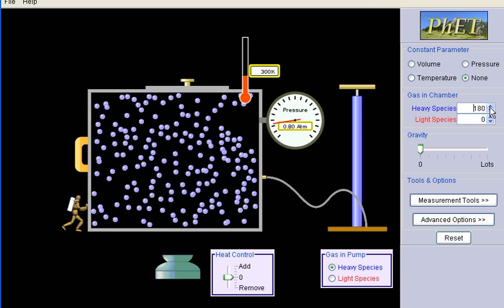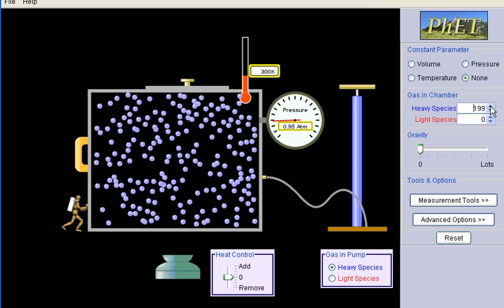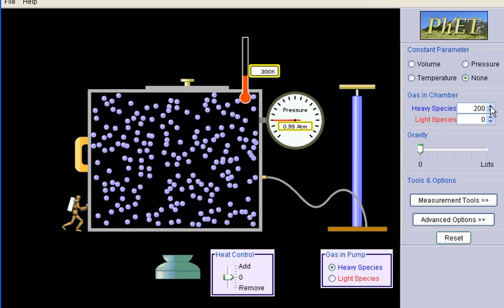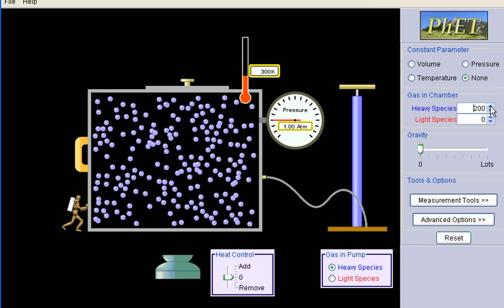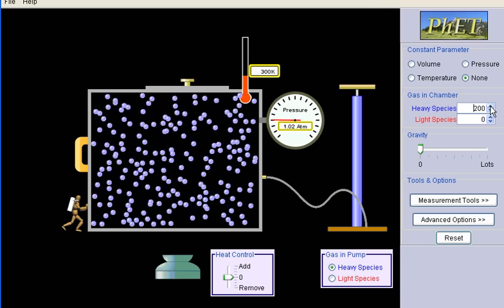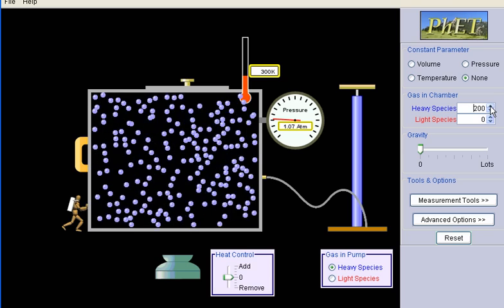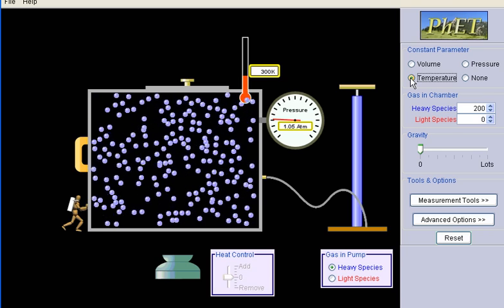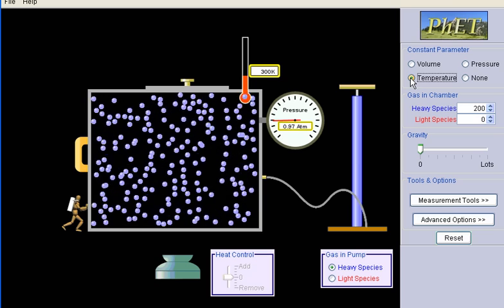Well, let's go 200 just to get us going here. Alright, so 200. So there's all of our gas particles. Now, I want to keep temperature constant and I want to keep the number of moles constant. So I'm not going to change the number of molecules, so there's only 200 in there. And I'm going to set my temperature to be constant. I'm going to change my volume and see what that does to my pressure.